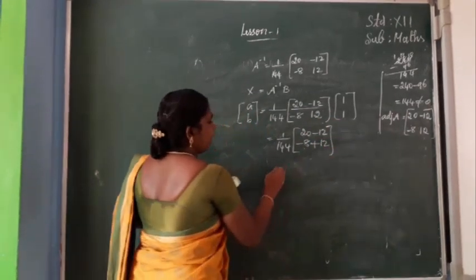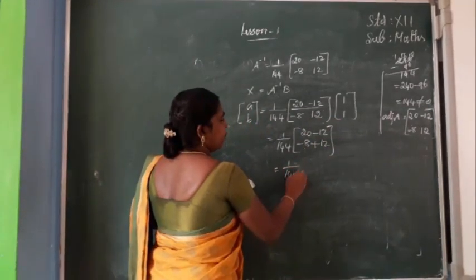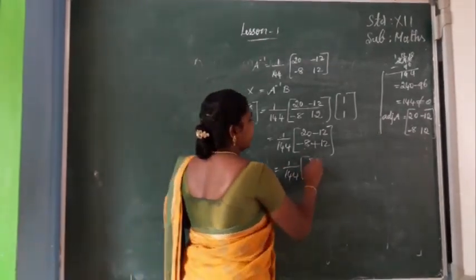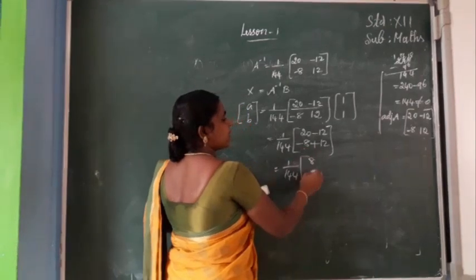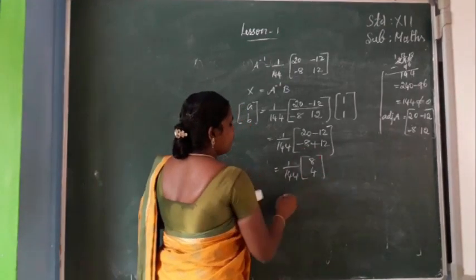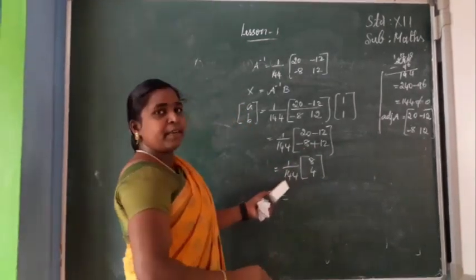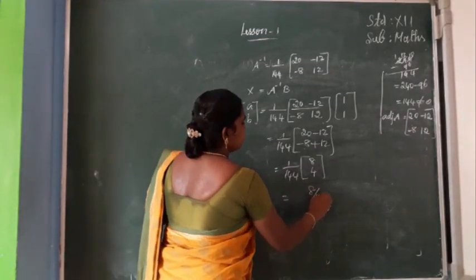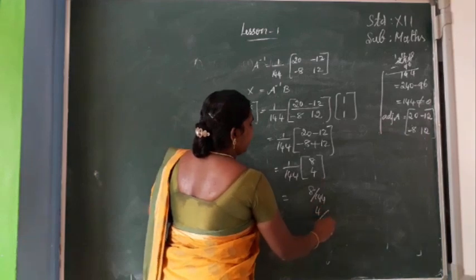Okay. Next 1 by 144 into 20 minus 12. You know 8, isn't it? 8. Next 12 minus 8. That is 4. Now you can simplify. So 8 divided by 144. Next 4 divided by 144.